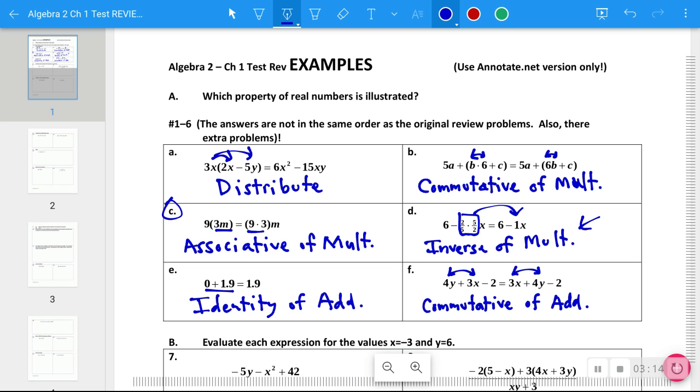Okay, so a more organized and complete list, you'll find those in the notes. And we'll pick up on example 7 in the next video.